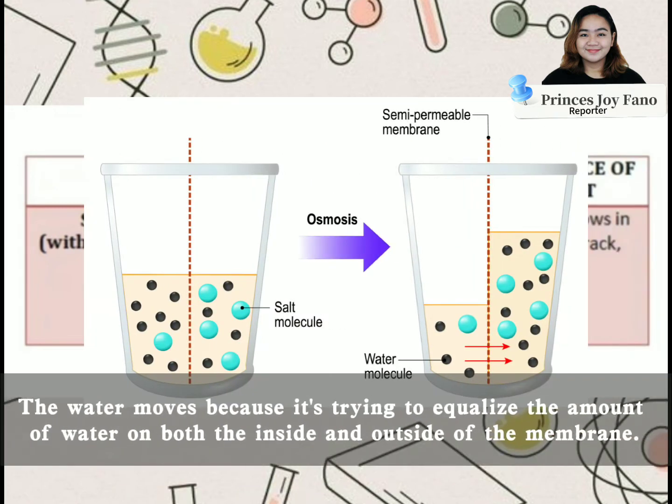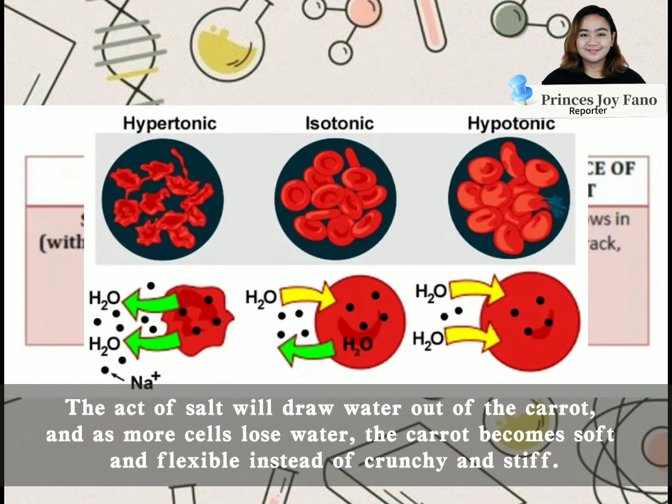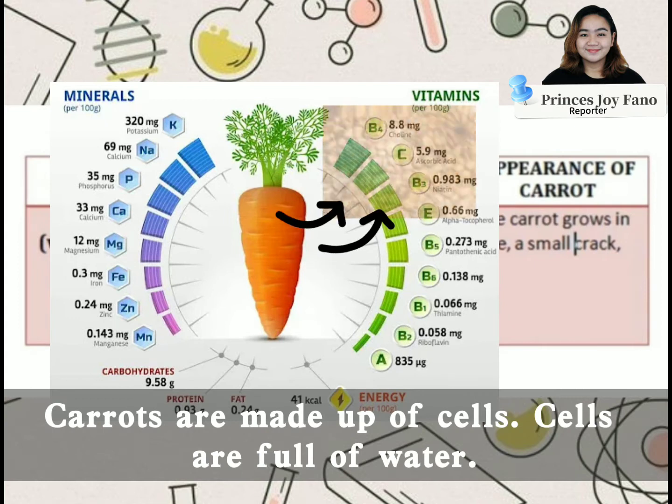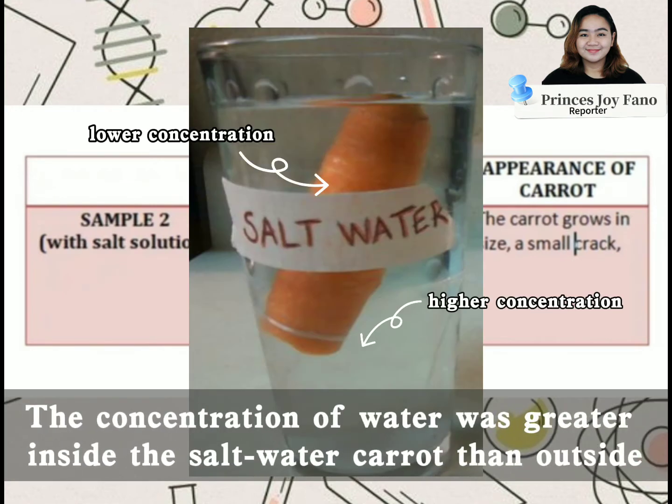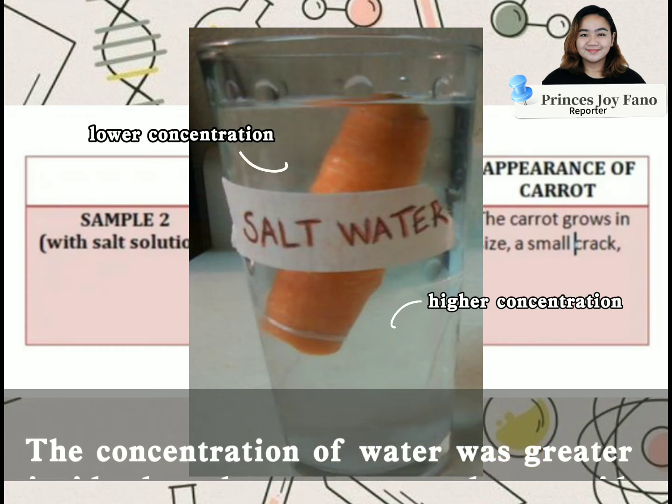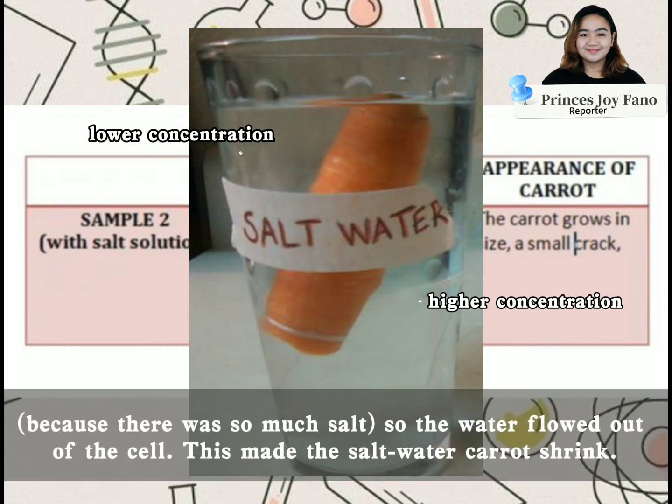The water moves because it's trying to equalize the amount of water on both the inside and outside of the membrane. The salt will draw water out of the carrot, and as more cells lose water, the carrot becomes soft and flexible instead of crunchy and stiff. Carrots are made up of cells. Cells are full of water. The concentration of water was greater inside the salt water carrot than outside, so the water flowed out of the cell. This made the salt water carrot shrink.